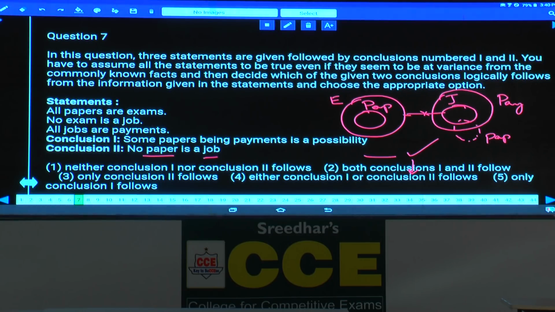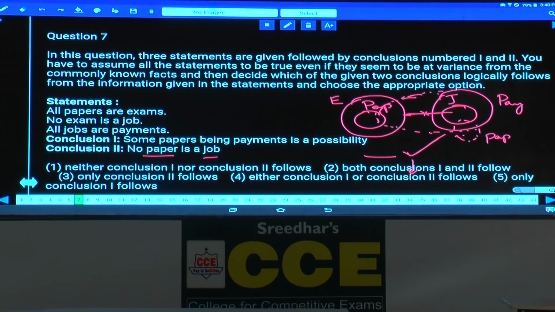The statement is invalid, so an alternate diagram cannot be drawn, and the second conclusion will be true forever. Then coming to the first one, some papers are payments is a possibility. Some papers are payments means, tell me whether I can draw my payment like this or not. Because this is in between which two? Exam and job, and there is no condition on this statement, payment.